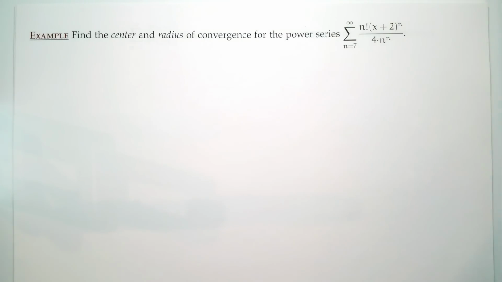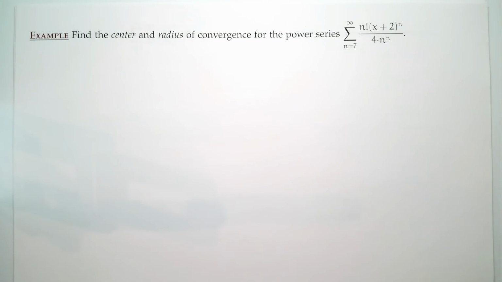Now, here's an example. Find the center and radius of convergence for the power series n factorial times (x plus 2) to the n divided by 4 times n to the n. This explicitly is trying to say, don't worry about the endpoints, which probably means it's hard to figure out the endpoints. But that's okay, we don't mind. If it's less work for us, that's great. I'm sure there's still plenty of work left to do.